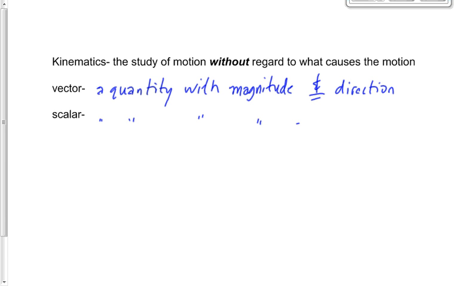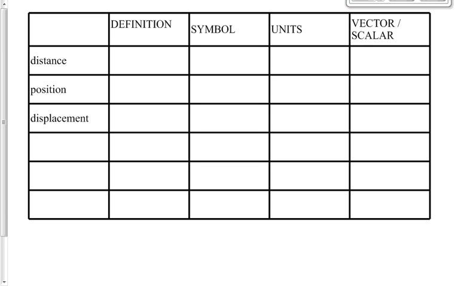All right? Now, there's three terms that we're going to define today. We're going to tell you something about all three of those terms, including whether they're vectors or scalars. Distance, position, and displacement. Three terms that sound a lot the same. Distance, well, you kind of know what that means, right? Position, displacement, they all kind of sound like they mean the same thing. And they are similar, but they all have slight differences.